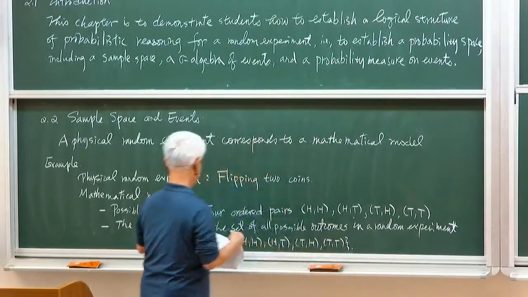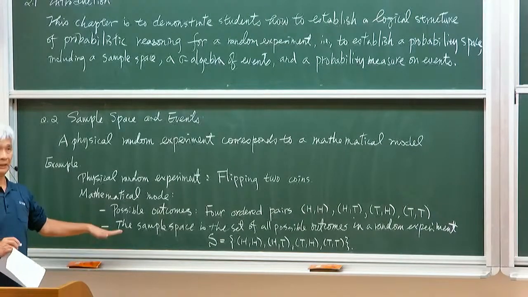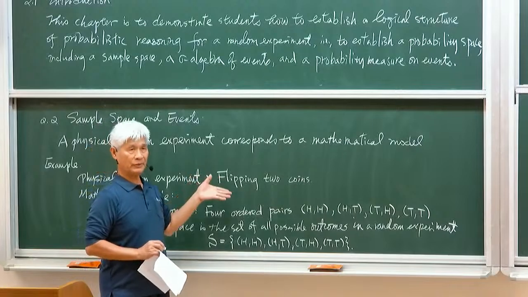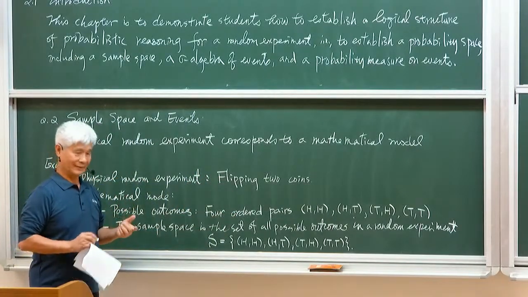So now you establish the sample space of this random experiment. Because this random experiment is very simple, you can see the sample space is also a simple set.